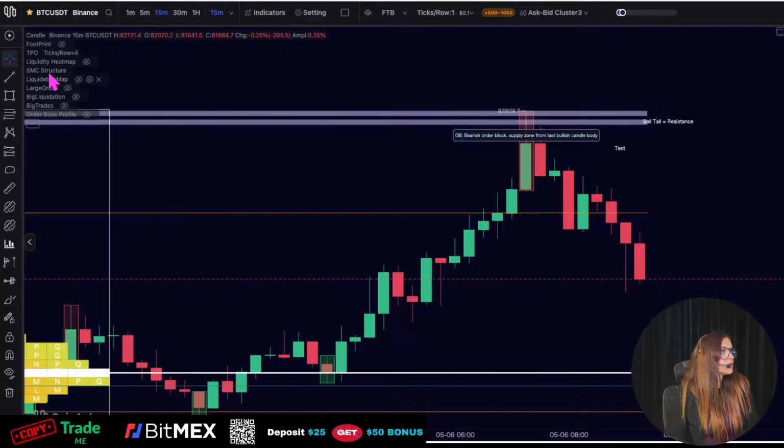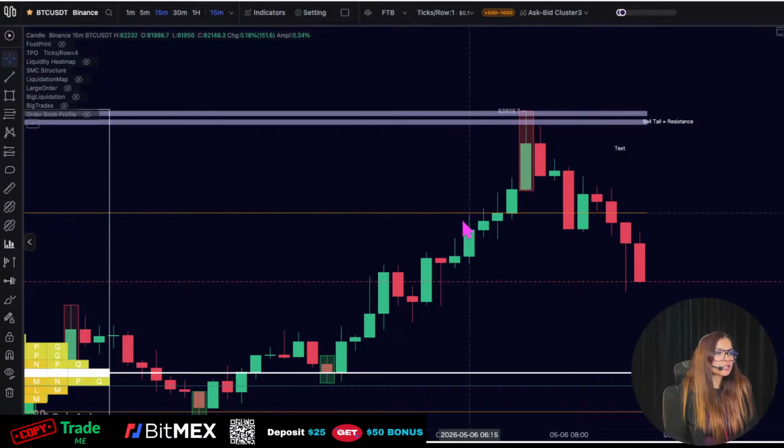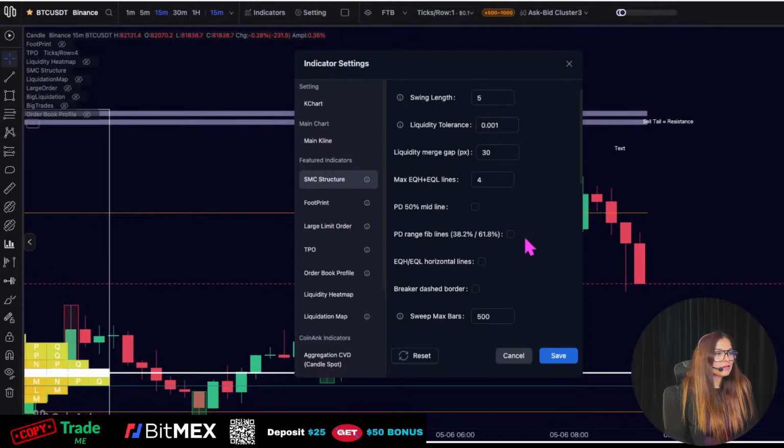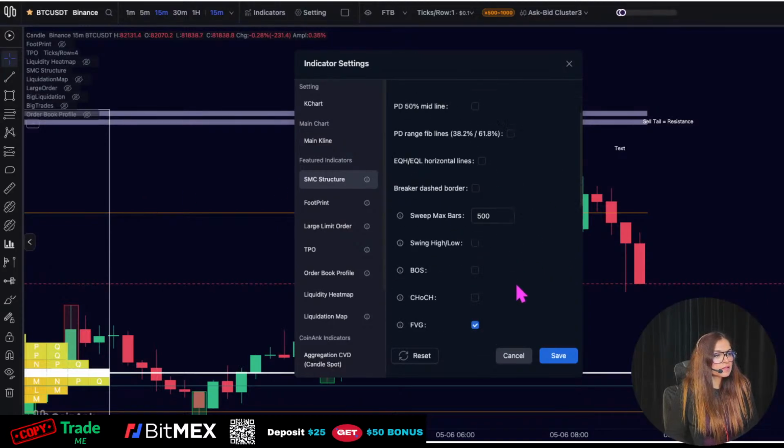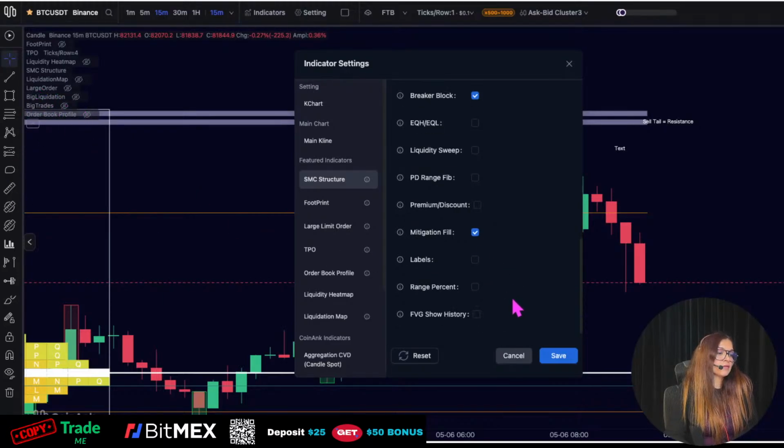Here on the SMC structure, you can see the only thing I keep is the order block and the fair value gaps, because that is hard to see in here. But if you look at the settings, you have all of these different things that you can look at. Liquidity sweep, that's interesting sometimes, but I don't need to see that as I have another tool here that I'll show you. But yeah, FVG show history, things like that.